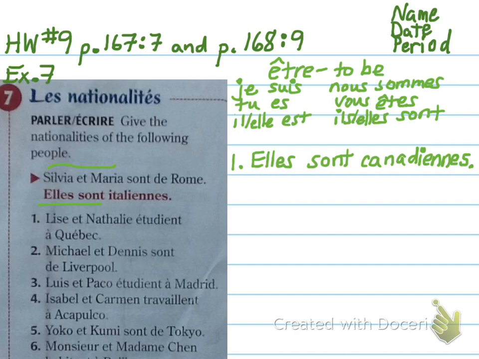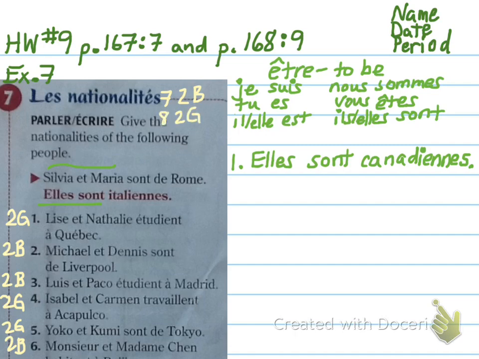So to kind of help you out a little bit, again, this is two girls. Michael and Dennis are two boys. Louis and Paco are two boys. Isabel and Carmen are two girls. Yoko and Kumi, number 5, are two girls. In number 6, Monsieur et Madame, that's a boy and a girl, so you kind of treat it as two boys. In number 7, you have Jean-Pierre and Claude, so that's two boys. And in number 8, you have Francois and Sylvie, which is two girls.